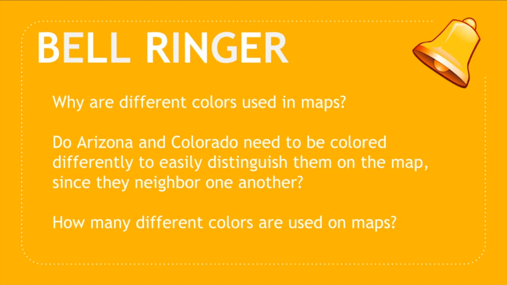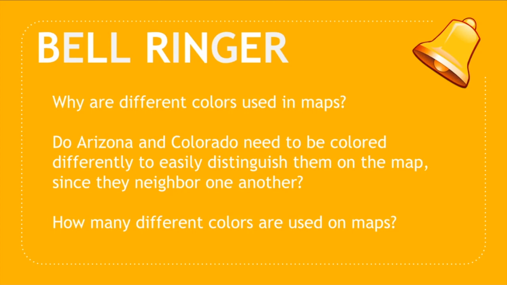The bell ringer today. Let's think about this for a second. Why are different colors used in maps? You know what I'm talking about. Arizona and Colorado are right next to each other, but do they need to be colored differently to easily distinguish them on the map since they neighbor one another? When you think about that, and all the states in the United States, how many different colors do you think are used on the map?